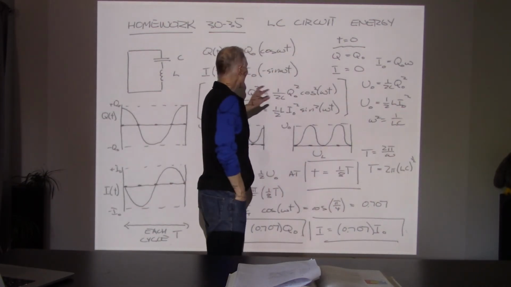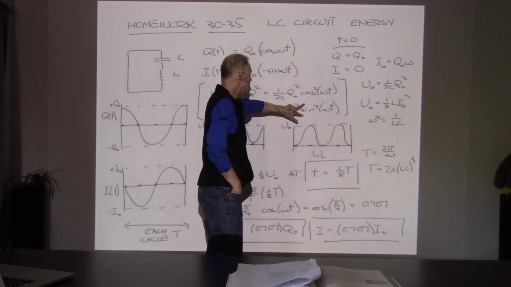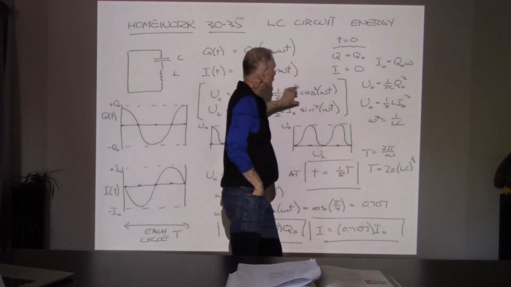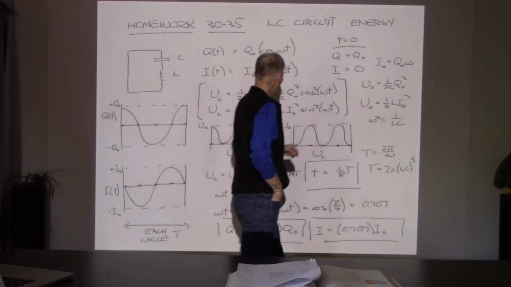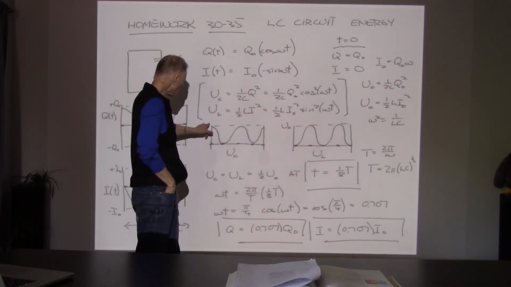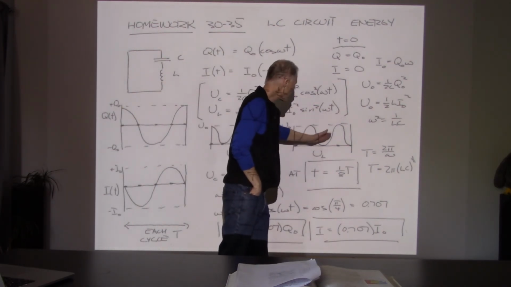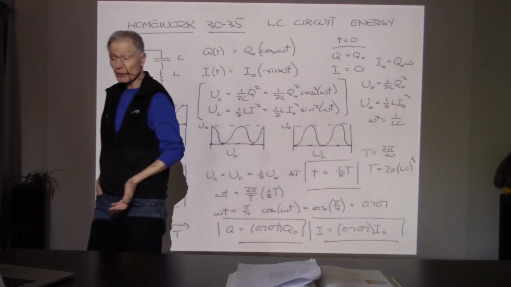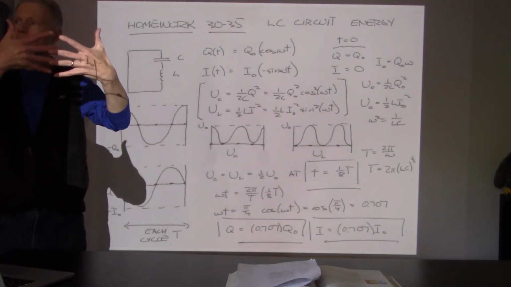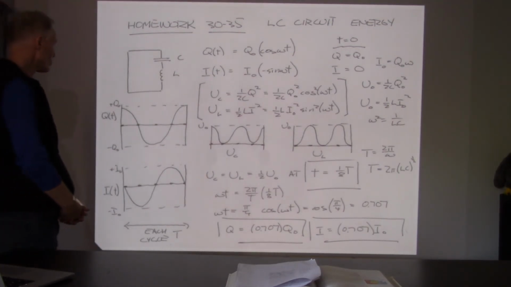So the energy in the capacitor varies like a cosine squared function, and the energy in the inductor like a sine squared, and yes, we can show that these coefficients out front are equal. We'll call those U naught, the total amount of energy in the circuit. The capacitor has the cosine squared, the inductor the sine squared, and cosine squared plus sine squared equals 1. So they're complementary components of the total amount of energy in the circuit.